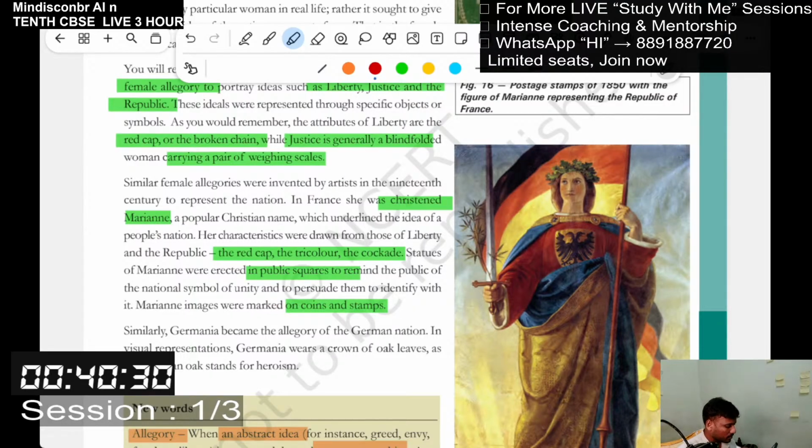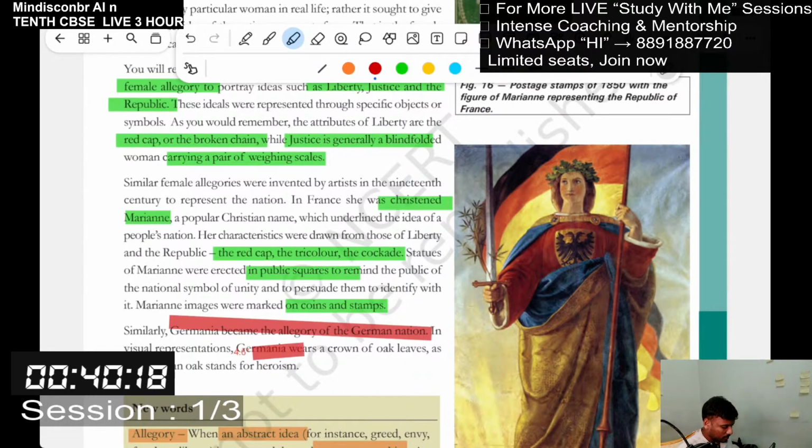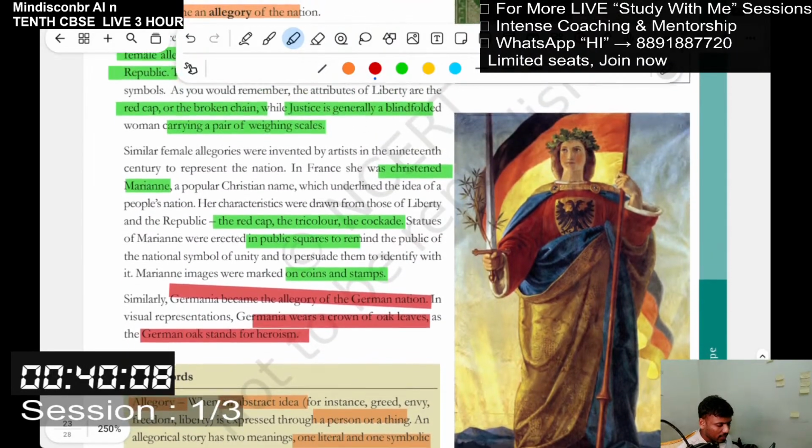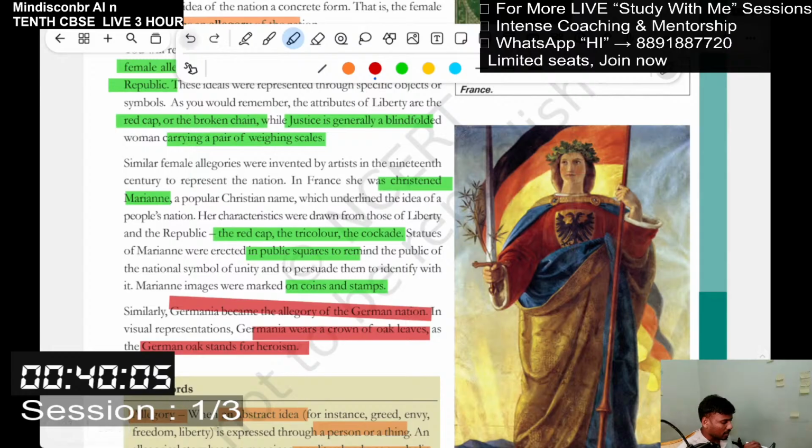Similarly, Germania became the allegory of the German nation. In visual representations, Germania wears a crown of oak leaves, as the German oak stands for heroism. So here is a figure of Germania. You can see the crown of oak leaves. This crown represents heroism in Germany.